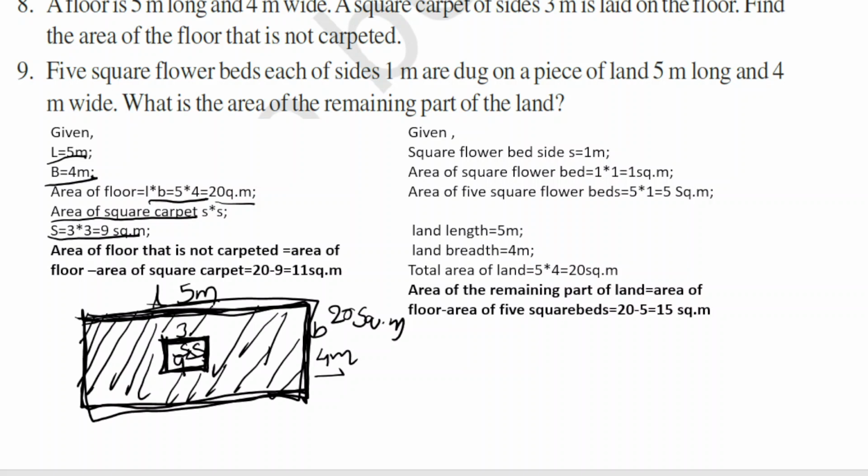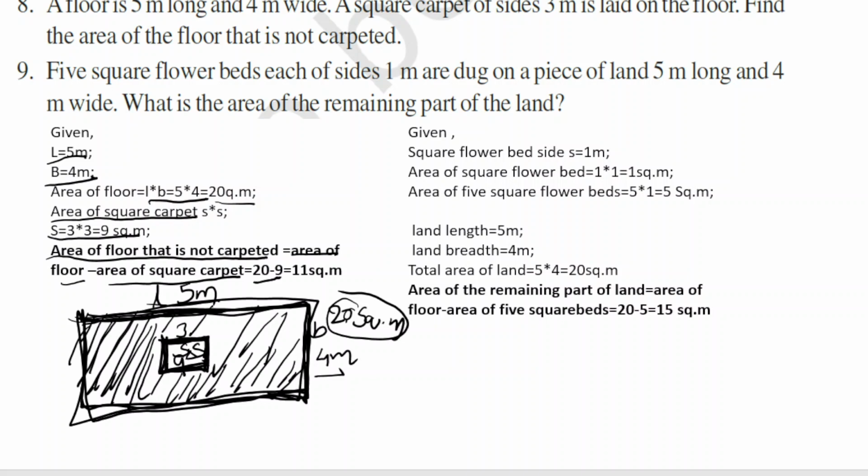This is 9 square meters and this is 20 square meters, but we need to find out the remaining area which is not carpeted. So area of the floor that is not carpeted is equal to area of the floor minus area of the square carpet. So area of the floor is 20 square meters and area of the carpet is 9 square meters, that is equal to 20 minus 9, that is equal to 11 square meters. The area of the floor that is not carpeted is equal to 11 square meters.